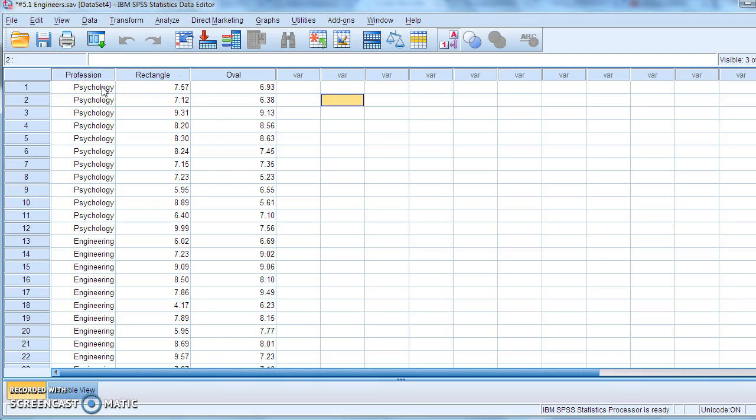Profession has 2 levels, so again it's another 2x2 design, just like the between subjects ANOVA and the within subjects ANOVA, but in this case there's a between and a within variable. The between subjects variable is obviously profession, because somebody's either a psychology student or an engineering student, not both. If we take each row as a person and each column as a measurement of that person, we can see person 1 has the attribute psychology student and their scores for the respective shapes there.